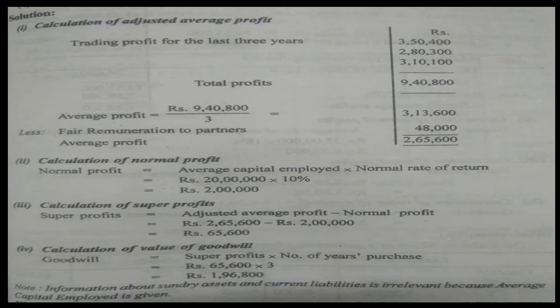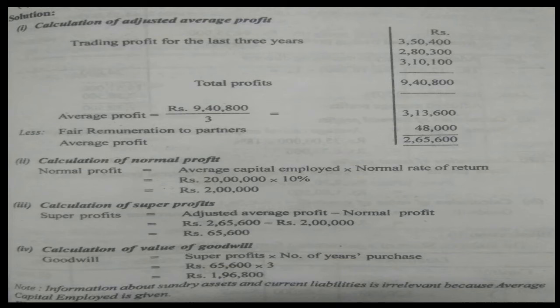Now we'll go to the normal profit. So normal profit is nothing but average capital employed, which is given as 20 lakh in the sum. Then 10% of that is 2 lakh. So we know the average profit, we know the normal profit. Now calculation of super profit. So adjusted average profit, that is the higher value, minus the normal profit 2 lakh. So 2,65,600 minus 2 lakh will give 65,600.